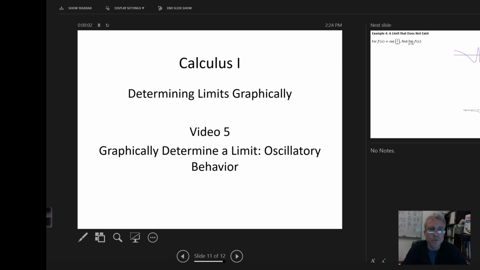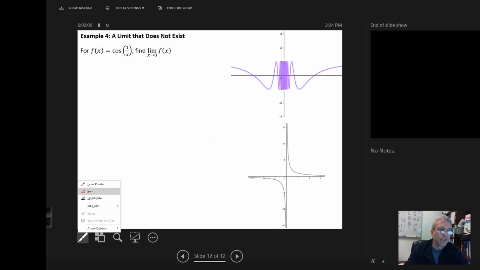So in this video, we want to graphically analyze the limit of a function that's displaying oscillatory behavior. So we want to find the limit as x goes to 0 of f of x, when f of x is the function cosine of 1 over x. And we want to notice right away what the issue is going to be.